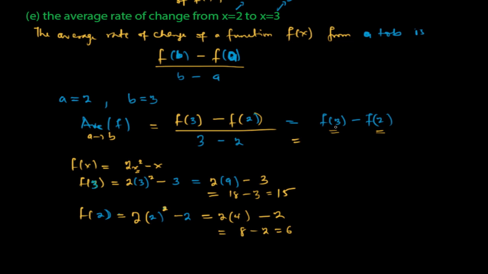So now I have my f of 3 to be 15 minus my f of 2, which is 6, and then my answer is 9. So this is the average rate of change of the function as it moves from x equals 2 to x equals 3, and then that completes the problem.